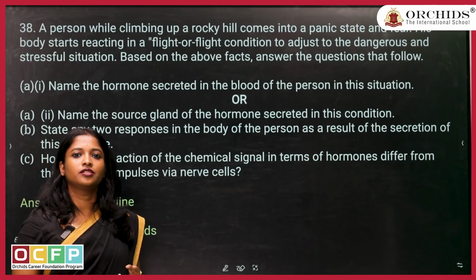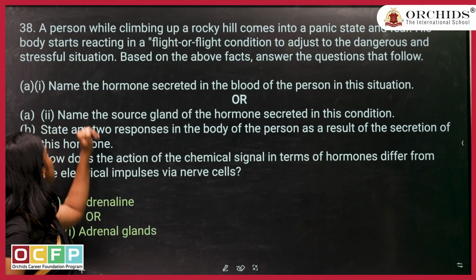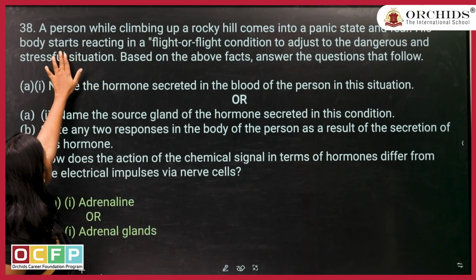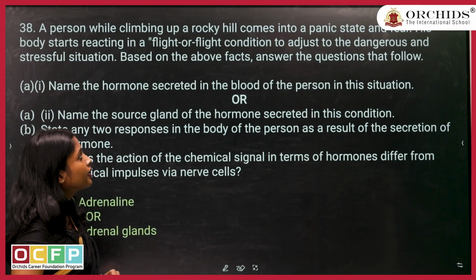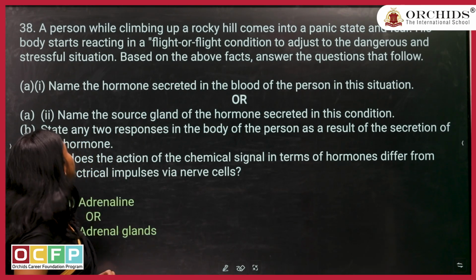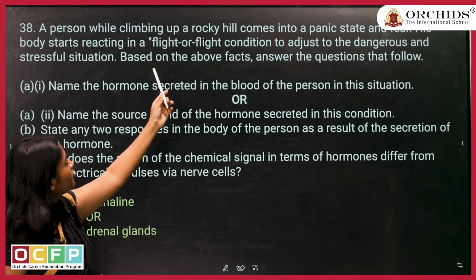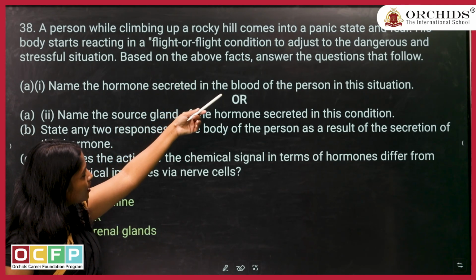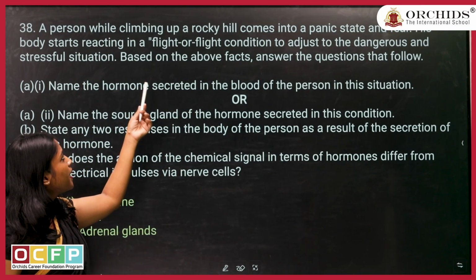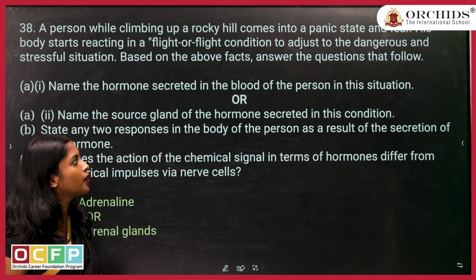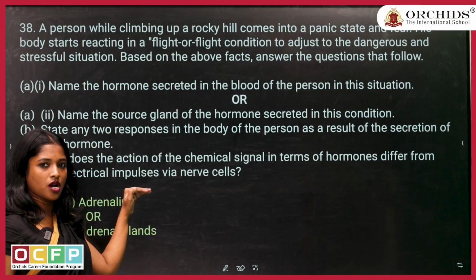So the last section is section E. It is a case-based study question. So let us read the given case. A person while climbing up a rocky hill comes into a panic state and fear. His body starts reacting in a fight or flight condition to adjust to a dangerous and stressful situation. Based on the above facts, answer the questions that follow. They have given a case, and based on this we need to answer these.